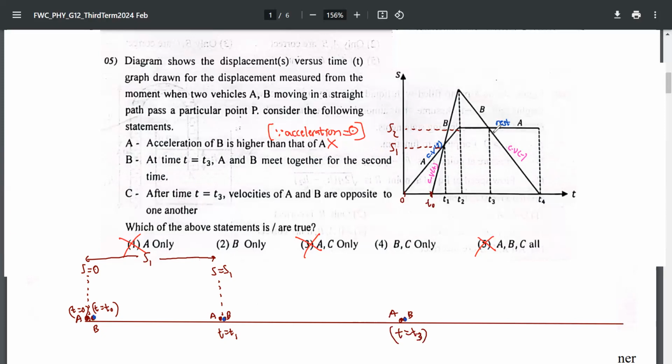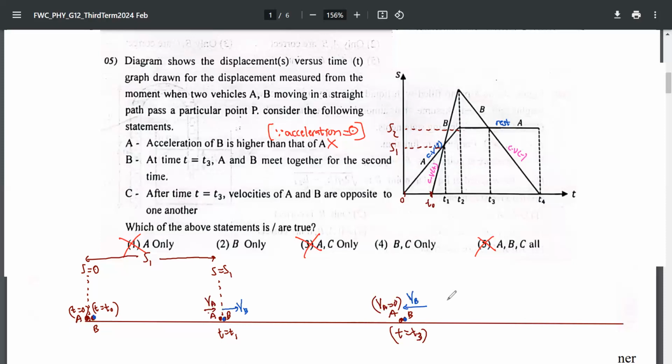When they meet for the first time, both are going where? To the right side. Do you agree with me? Because of constant velocity, positive direction, both are going to the right side. When they meet for the second time, how are they going? A is at rest. Velocity of A is 0, people. Look at the graph. A is at rest in the graph. But B is moving in the opposite direction like this.